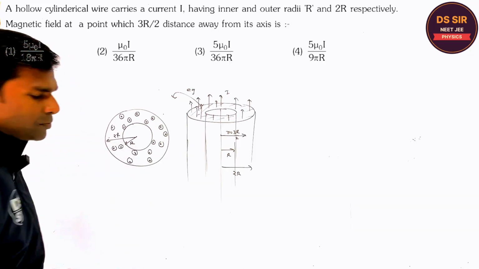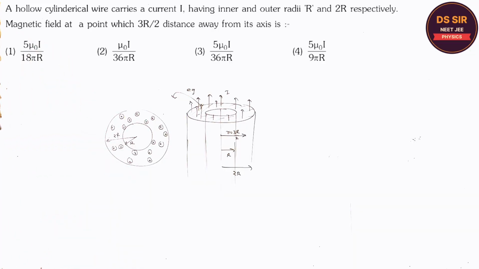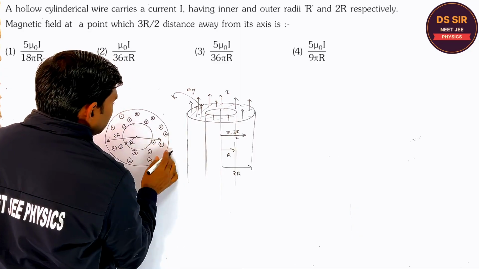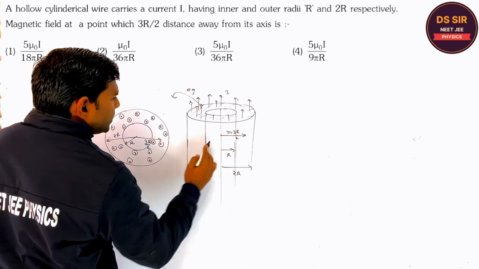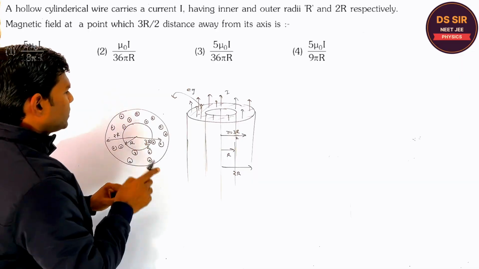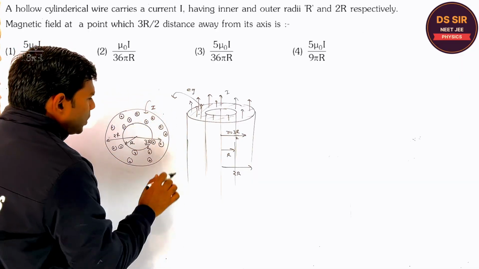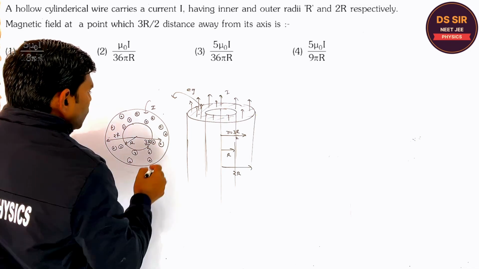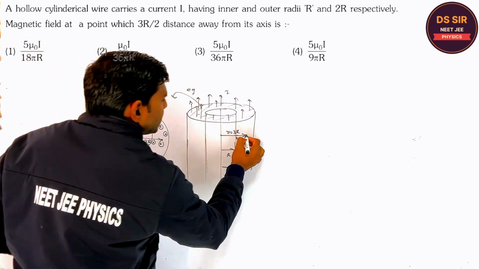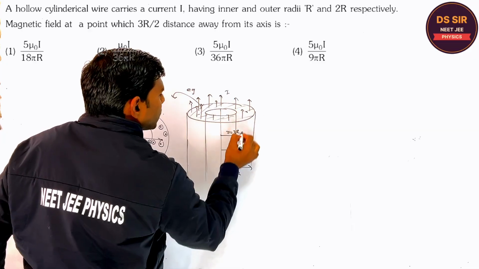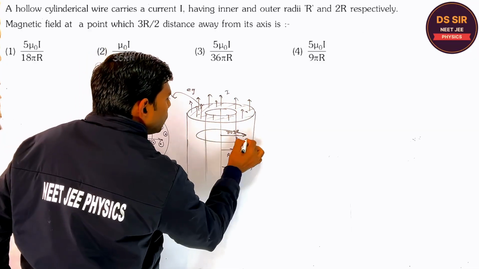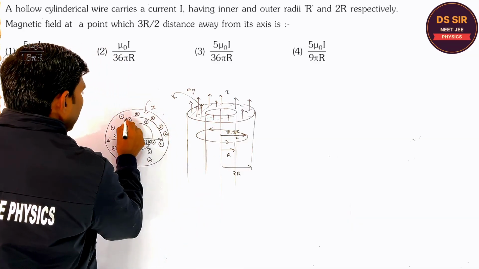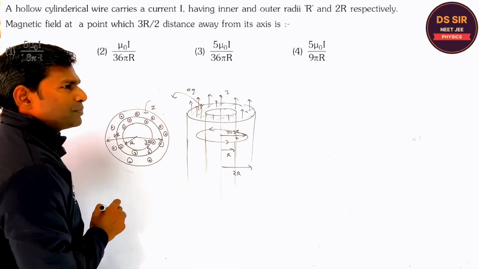Right. And you have to find the magnetic field at distance 3r by 2 from this axis. Suppose this is the axis. Total current is I, and the current is distributed over the area. So if you want to find the magnetic field at this point, you will assume an Amperian loop like this. This is the Amperian loop.